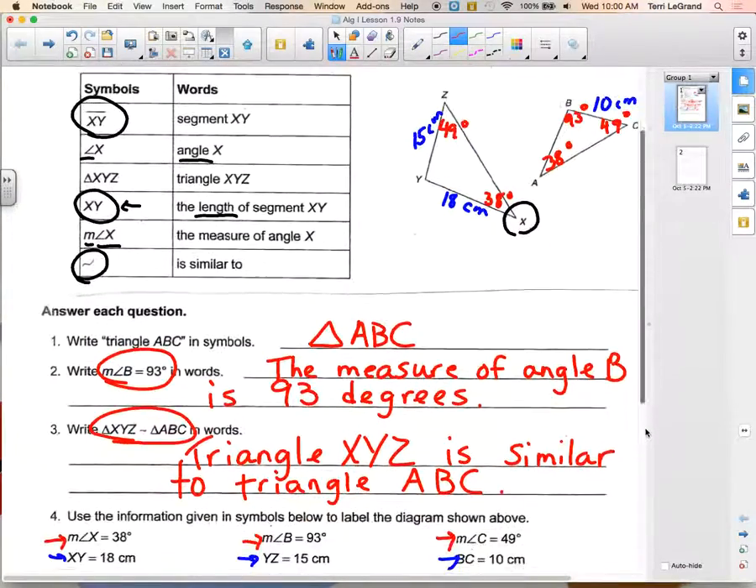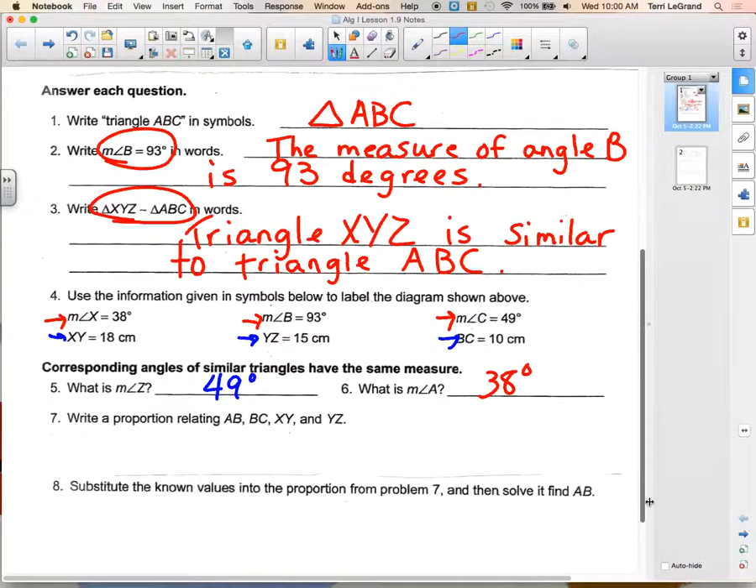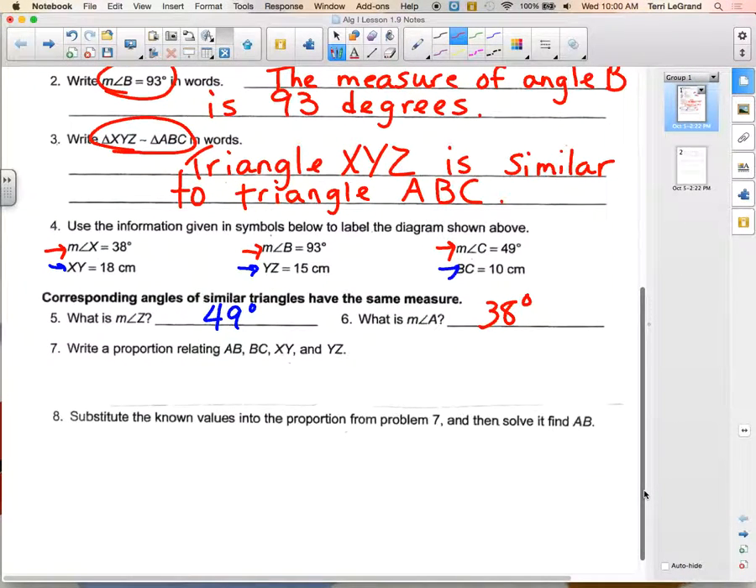So, what's the next thing they want us to do? Write a proportion relating AB, BC, XY, and YZ. So there's several different ways we could show a relationship between those four line segments. Their lengths, that's what it's asking for. Write a proportion showing the lengths of those four line segments in relationship to each other. Okay, so does somebody want to offer up one they think would work? A proportion model that would help us show the relationship, the length of AB, the length of BC, the length of XY, and the length of YZ.